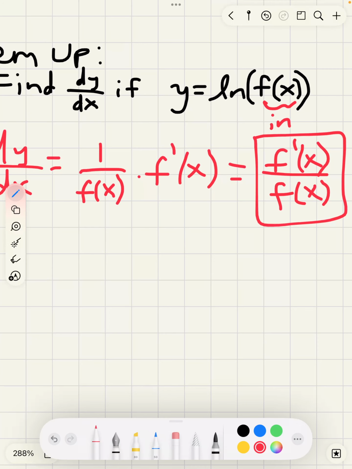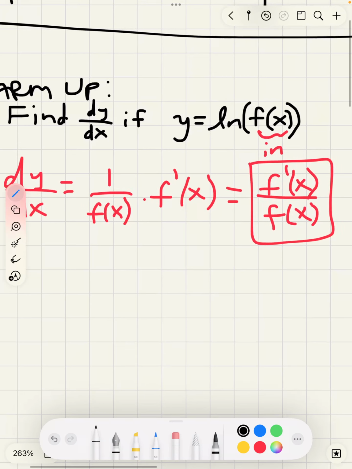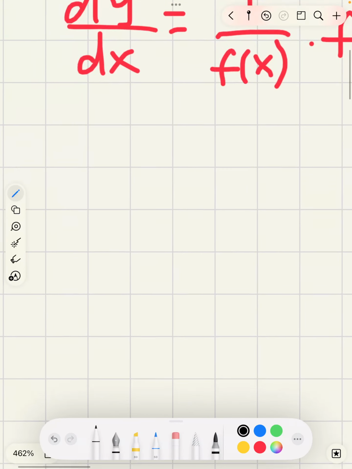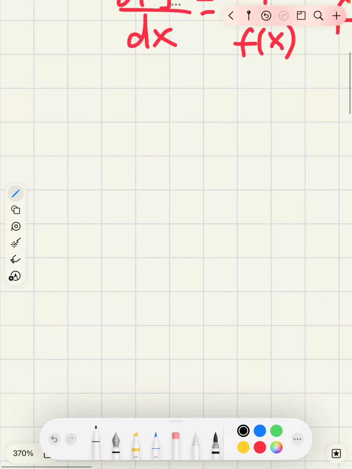So implicit differentiation is basically like what we just did. The only difference is instead of writing our inside function out as f of x, we see it written as y. So, basic example. Let's say that we have a function y, and that function is, well, it may not even be a function, it could just be a relation.